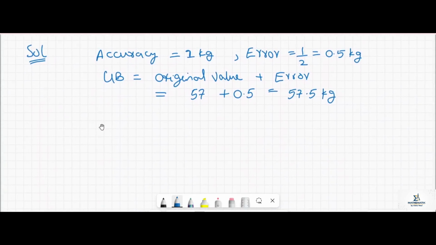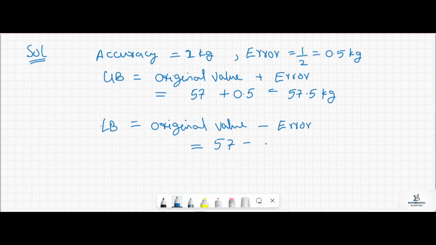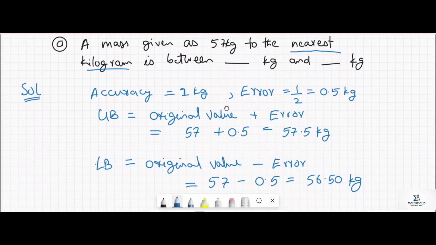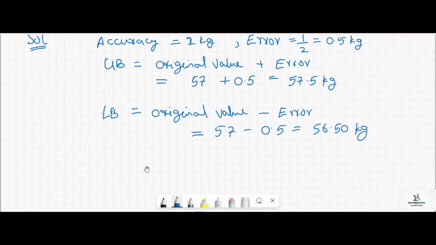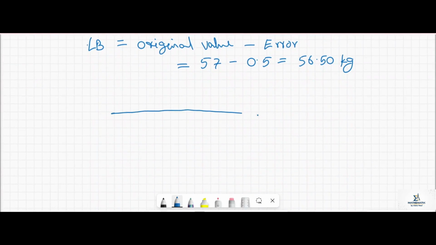So now the lower bound is original value minus the error term, which is 57 minus 0.50, so we will get 56.50 kg. So this is our upper bound and the lower bound. So we have completed this, the question is complete. So is between 56.50 and 57.50.